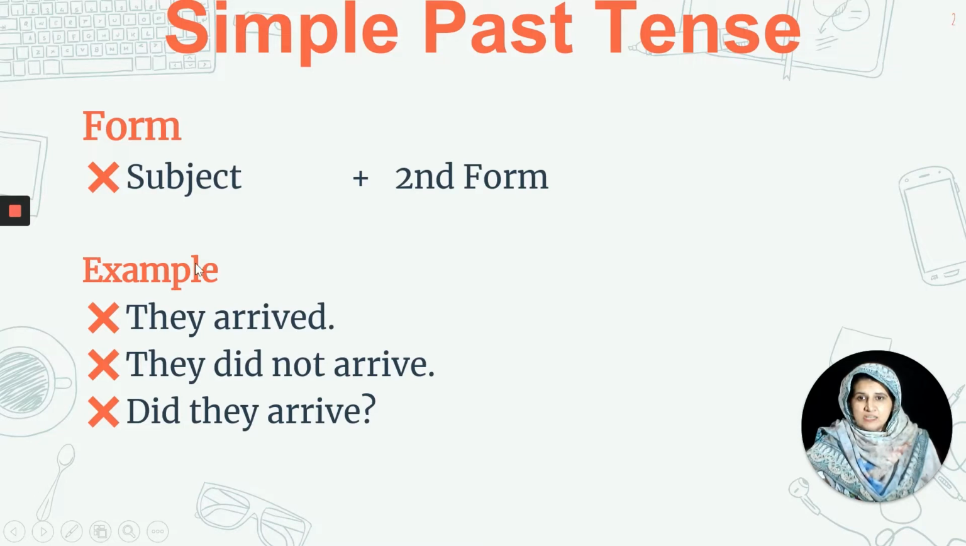You can see some of the examples. They arrived. They is the subject, arrived is the second form of the verb. So this is a simple sentence. Let's move towards the negative sentence. They didn't arrive. Now here we added did, and that's why we converted arrived into arrive.